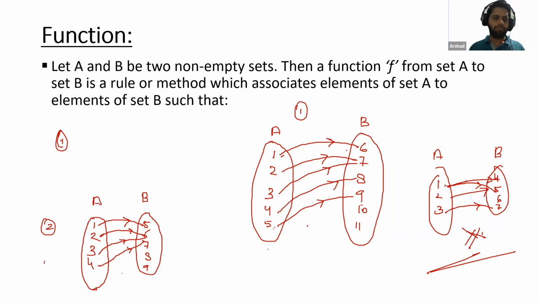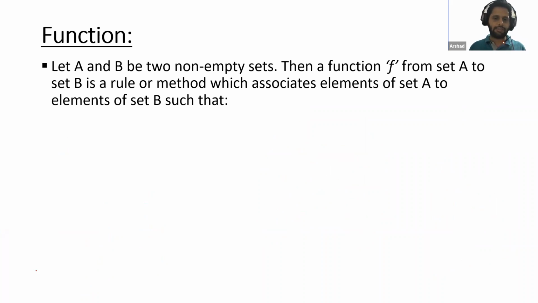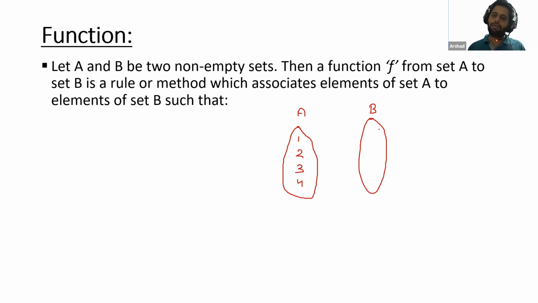Okay, so I hope this is clear to everyone and we still have some time, so I will ask some questions from you. This question is from Mazia. Mazia, this is set A and this is set B. Here we have the values 1, 2, 3, and 4. And here we have the values 5 and 6. Now Josefa, this question is from you: 5, 6, 7, 8. 1 is associated with 5, 2 with 6, 3 with 7. So Josefa, can you tell me whether this is a function or not?